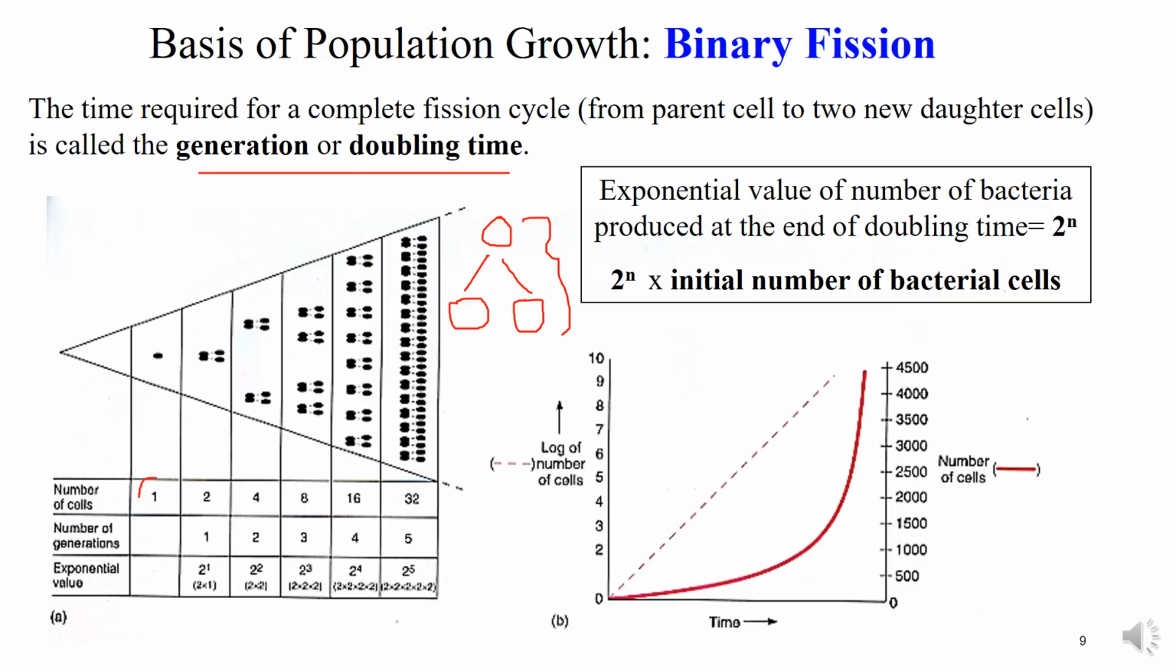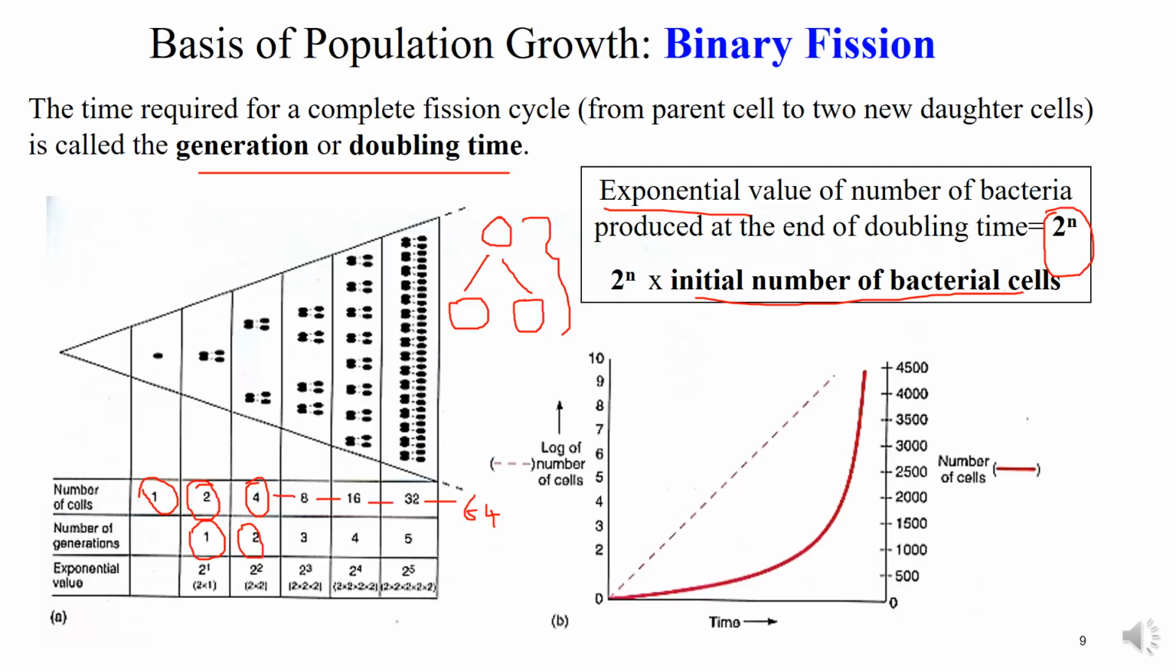Let's say you start with one bacterial cell. After the first generation, you will have two bacterial cells. Second generation, you have four bacterial cells, and then it goes on to 8, 16, 32, 64, and so on. So this is exponential growth. You can calculate this exponential growth by using the formula 2 to the power n times the initial number of bacteria. This refers to the number of bacteria that you start with.